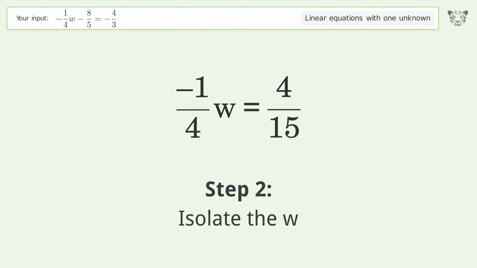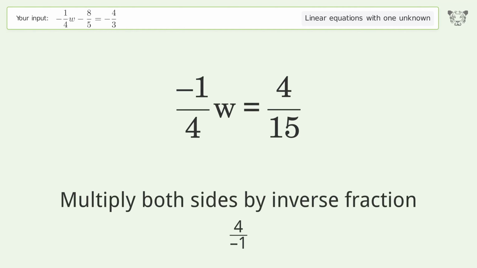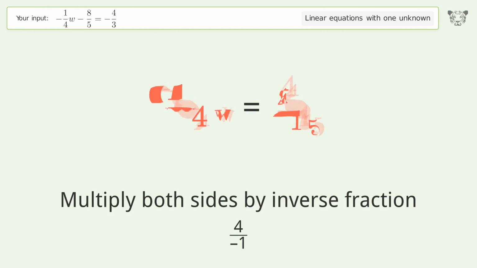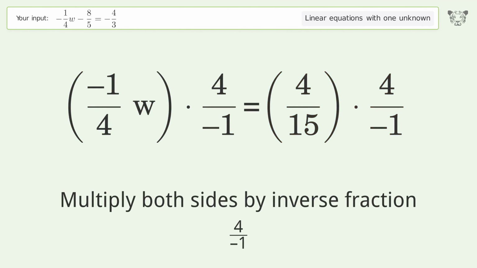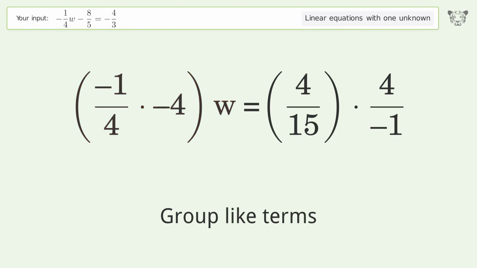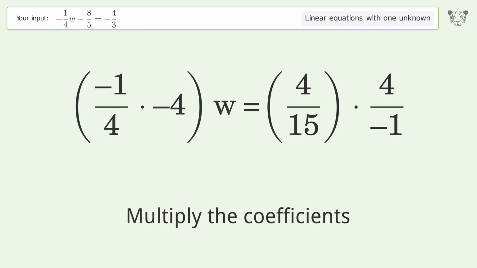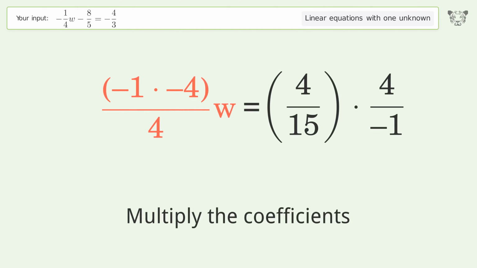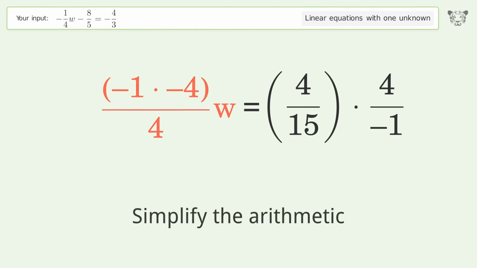Isolate the w. Multiply both sides by inverse fraction 4/-1. Group like terms. Multiply the coefficients. Simplify the arithmetic.